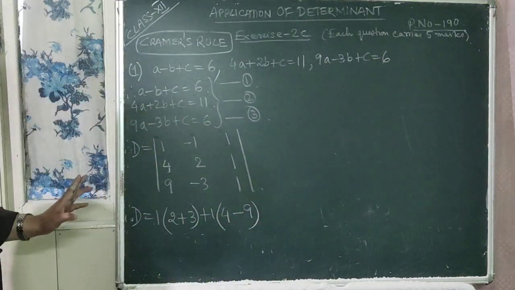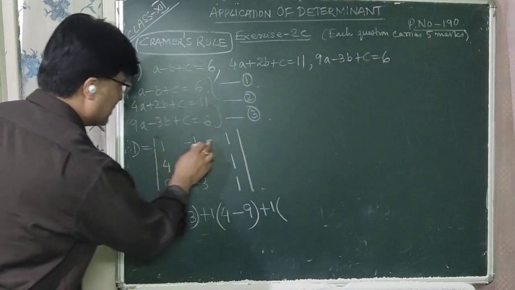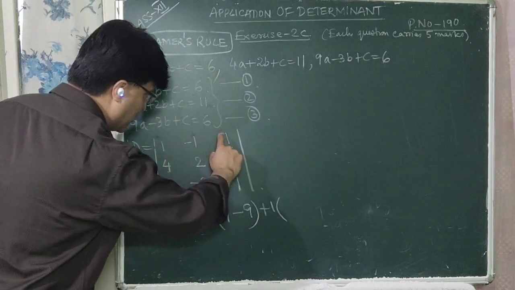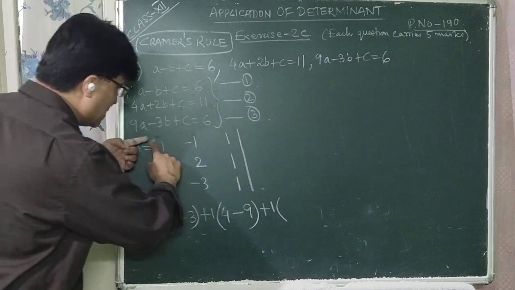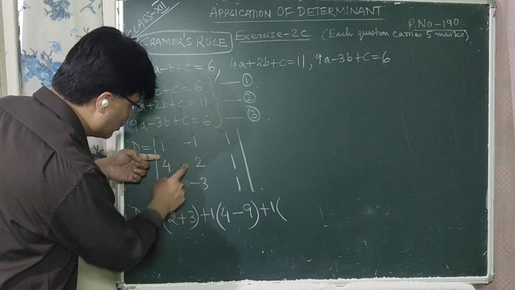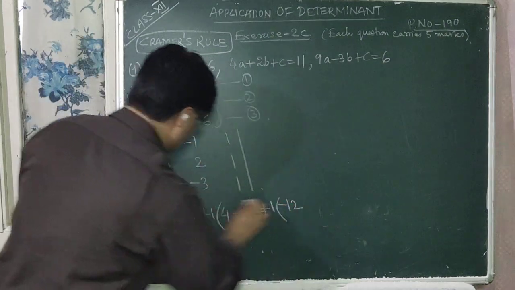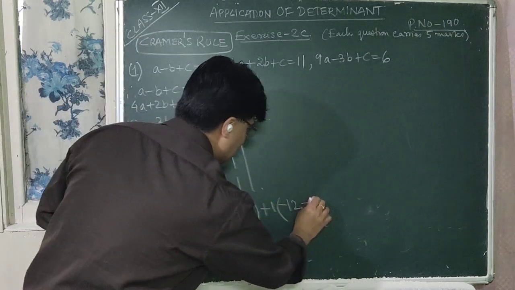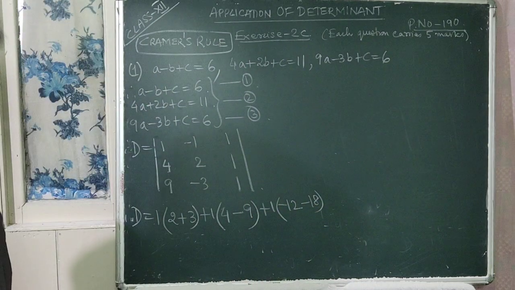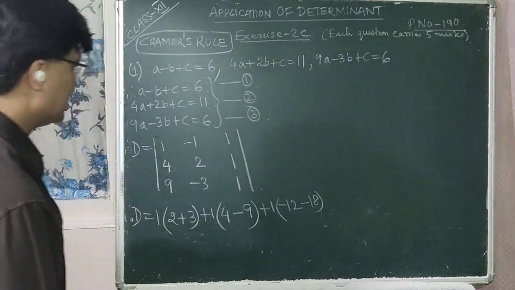Is that clear? Next comes plus 1. Plus minus plus, plus 1. Now this one is considered. Delete the row and the column through that element. That is first row and third column are deleted. What remains? 4, 2, 9, minus 3. So 4 into minus 3, minus 12, then minus, this is your 18. Is that clear to all of you? So we are getting the value for D.